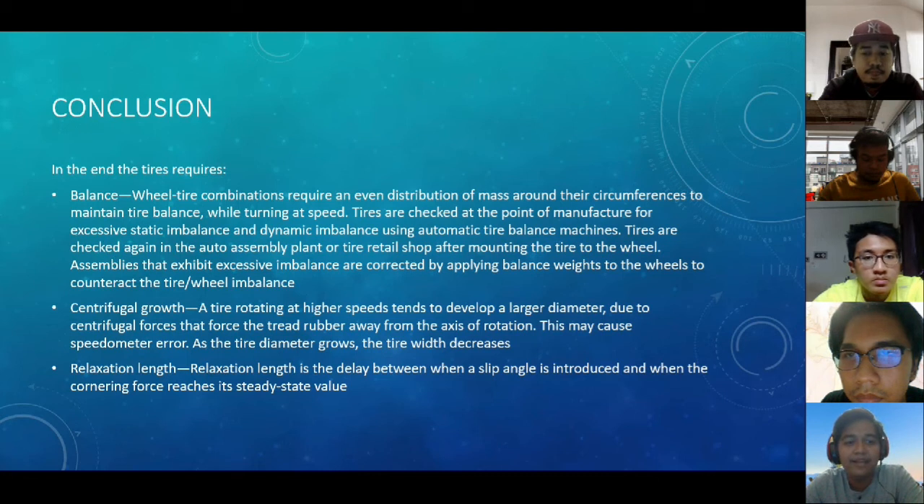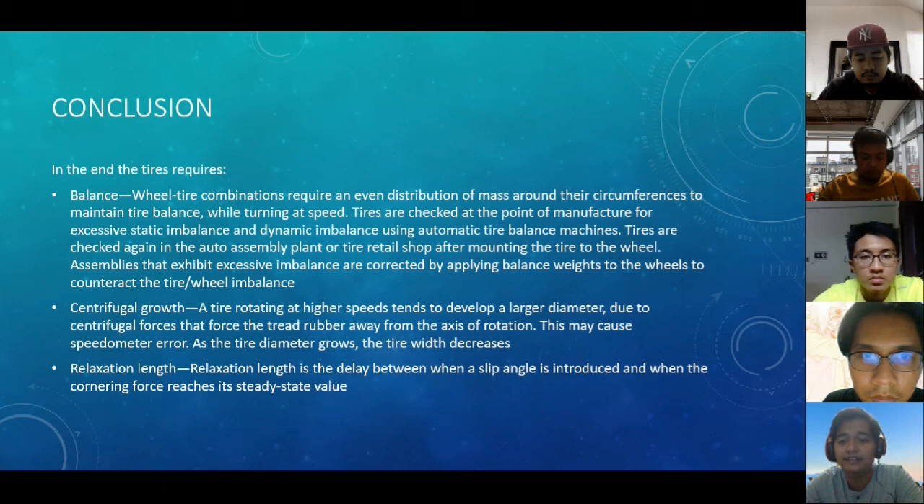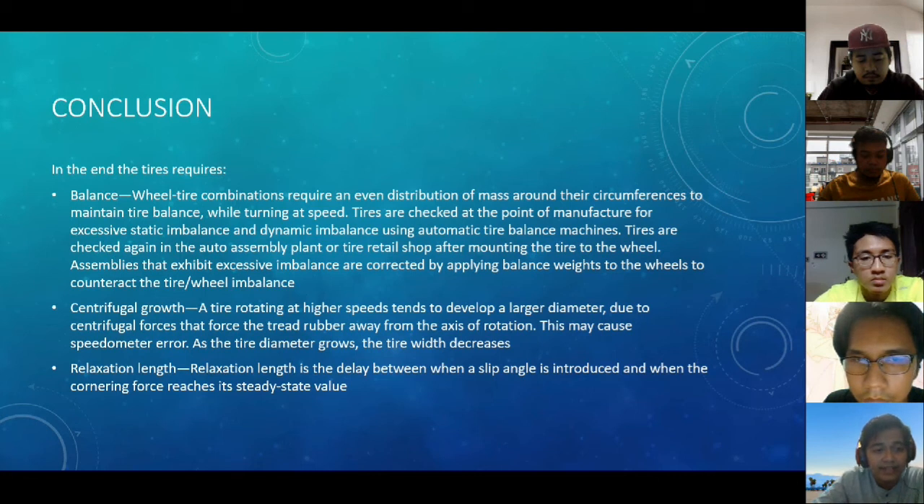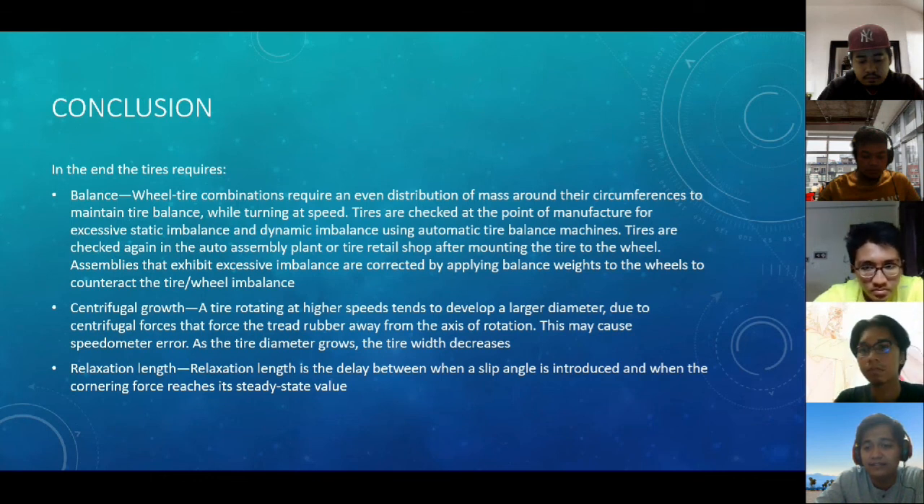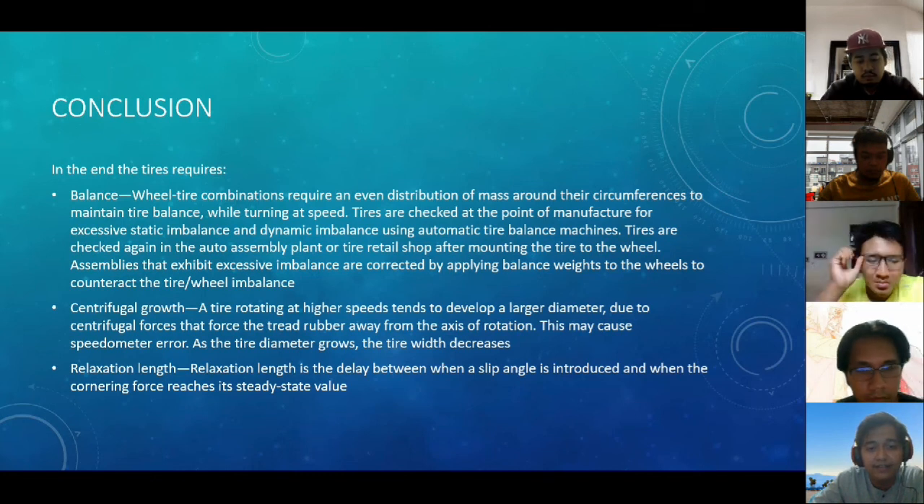Secondly, centrifugal growth. A tire rotating at high speed tends to develop a larger diameter due to centrifugal force, which forces the tread rubber away from the axis of rotation. This may cause speedometer error. As the tire diameter grows, the tire width decreases. Third and lastly, relaxation length. Relaxation length is the delay between when a slip angle is introduced and when the cornering force reaches its steady state value.